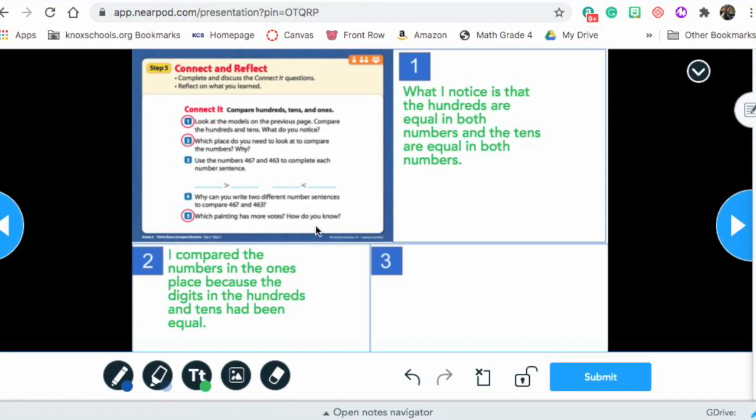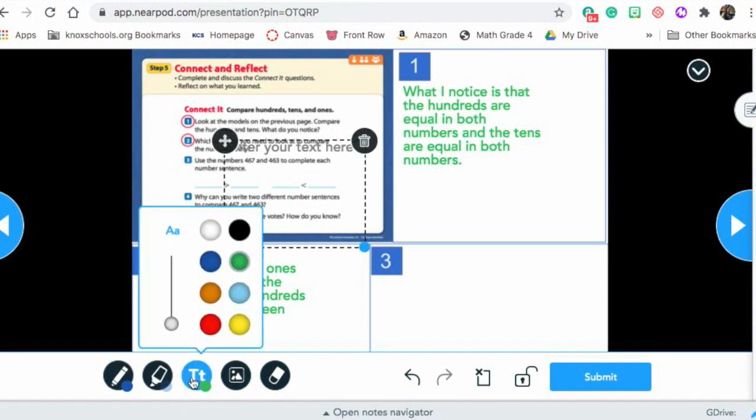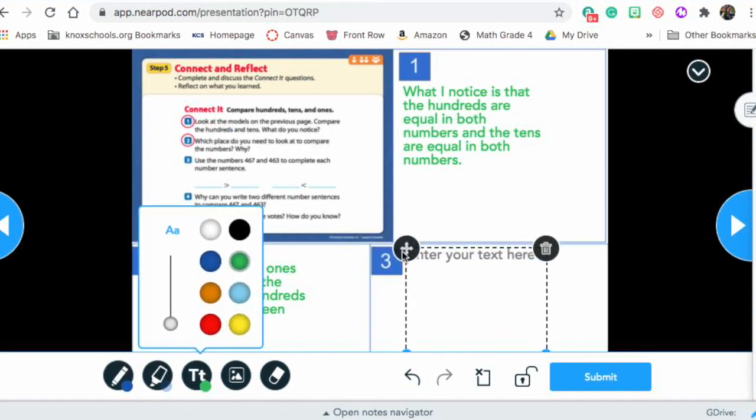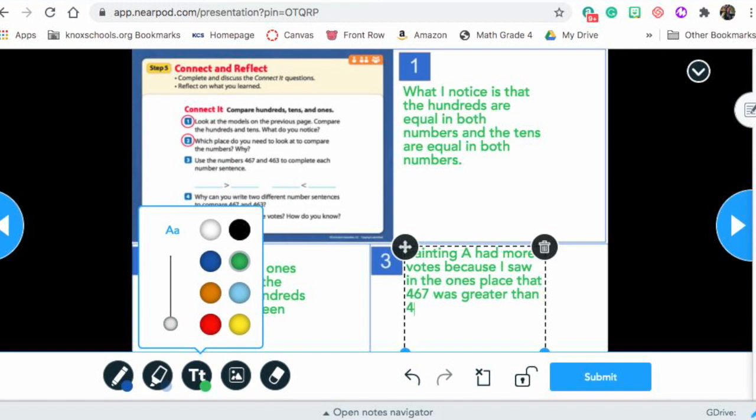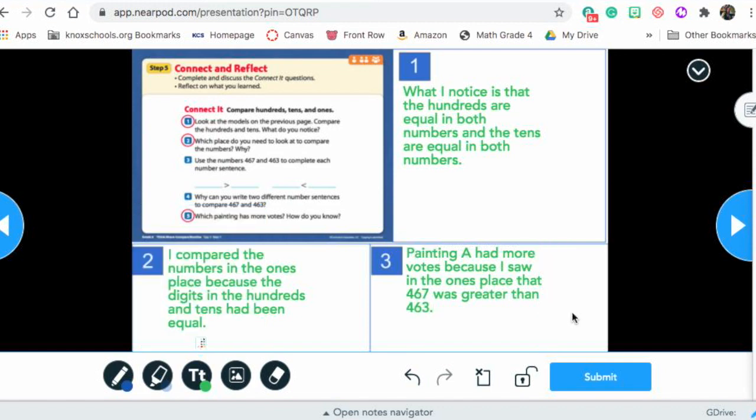Which painting has more votes? How do you know? Well, we know which painting has more votes, right? We know that 467, which was painting A, had more votes. So painting A had more votes because I saw in the ones place that 467 was greater than 463. I've got no red lines. I'm good. I'm going to submit.